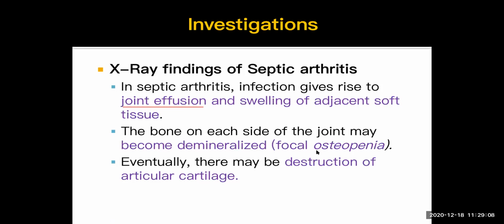So if the exudation is maximum, there is a severe collection of the fluid inside the joint, and it makes the joint swollen. The bone on each side of the joint may become demineralized. This is known as focal osteopenia. This is again a feature of infection there, and later on there may be complete destruction of the articular cartilage. The same type of discussion which we have just done.